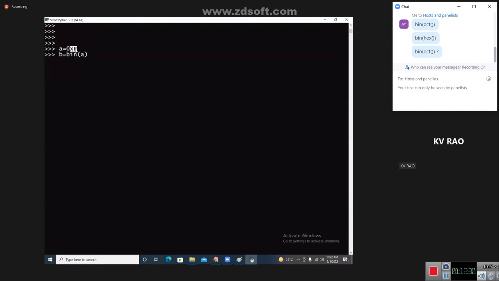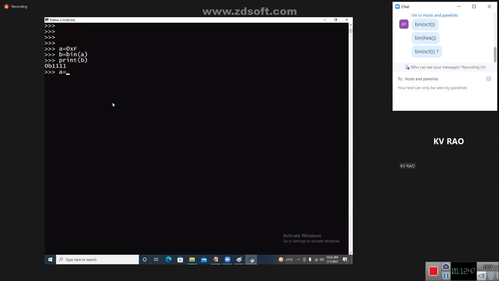0xF is called what? F means 15 in decimal, which I am converting into binary. You can print it with bin, and it is going to print 01111. How easy it is.